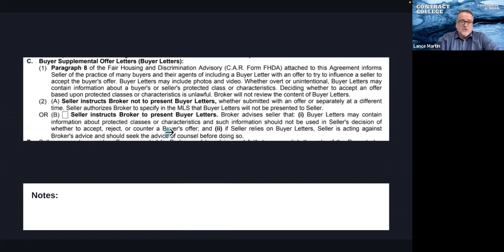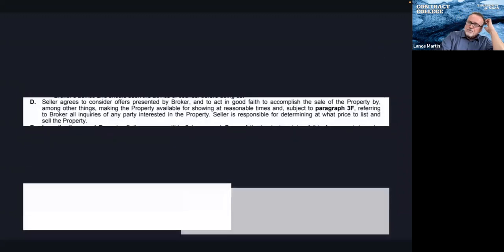So we talk to the seller, they check this box and say, hey, I'm not interested in doing that. And if they do it, then again, the seller is relying on buyer letters. The seller is acting against our advice. Be very, very careful, guys. No one wants to be accused of any sort of discriminatory action. When this first came out, I thought, oh my gosh, this is silly. Why are we doing this? We've gone too far. I could see where this could potentially be a challenge though. So anyway, stay away from the buyer letters to the seller.